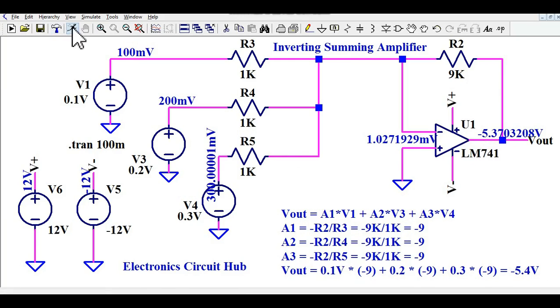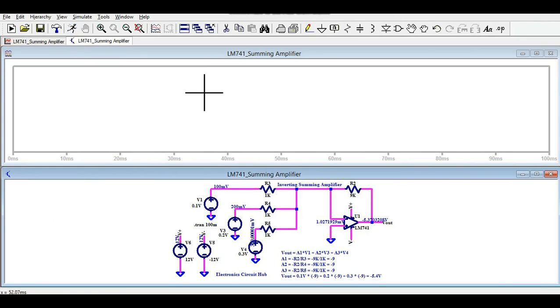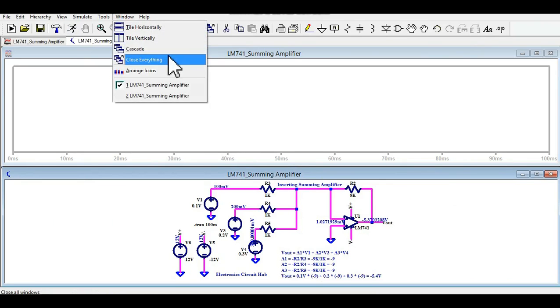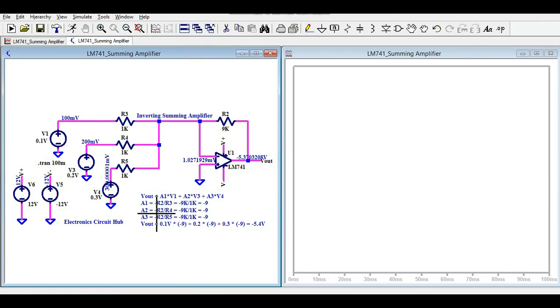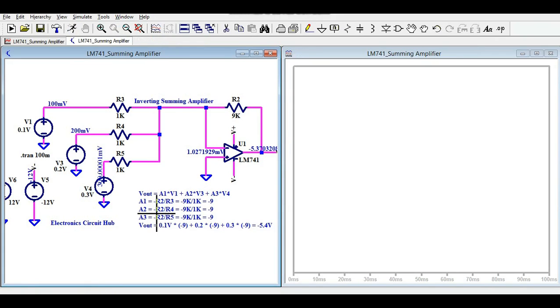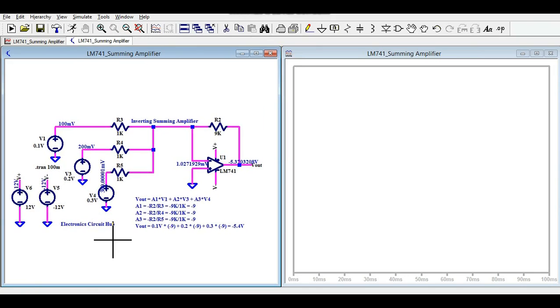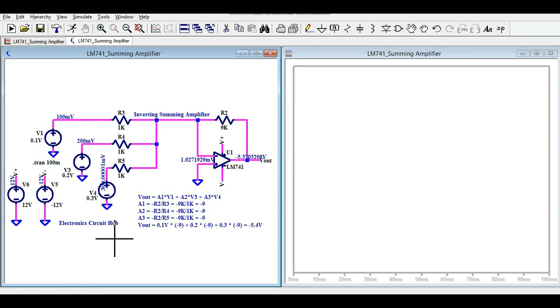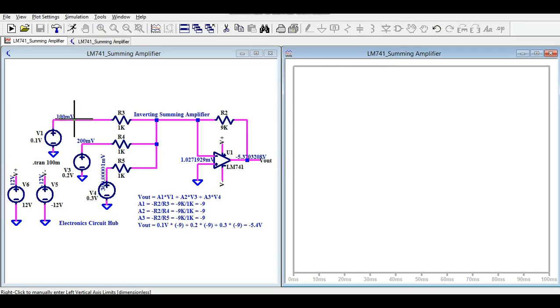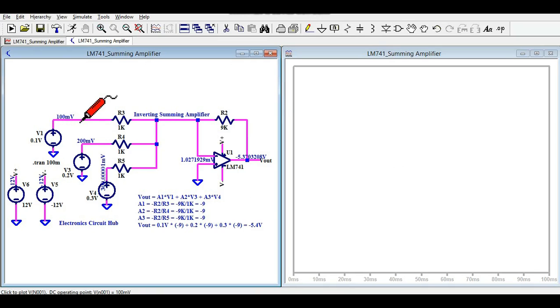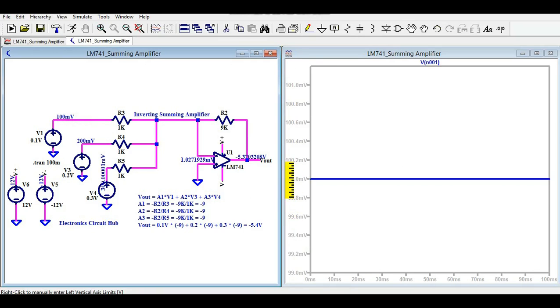Let me go quickly to the run button and run the simulation and let us see the waveform. Let me go to window, tile child windows vertically, and you will see two windows. You cannot zoom further here, so that's okay. If you can zoom, that's well and good. And let me show you the output here. So this is 100 millivolt, you can clearly see this is 200, and this is 300.